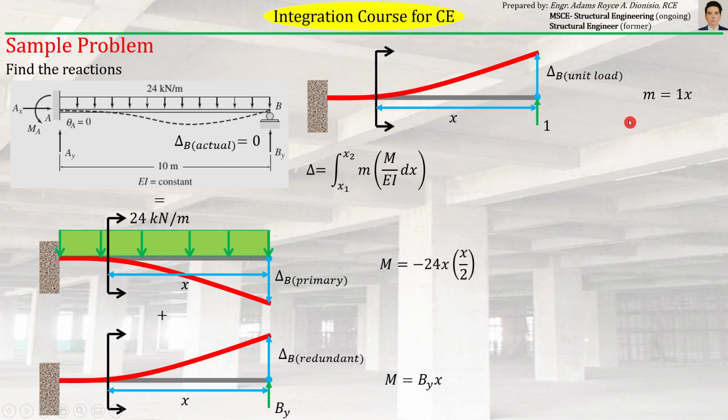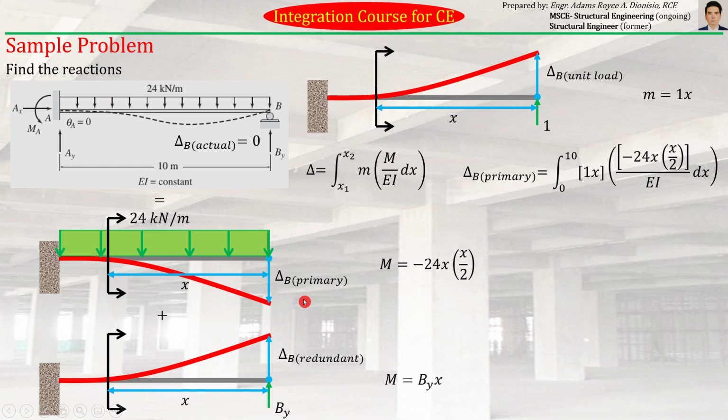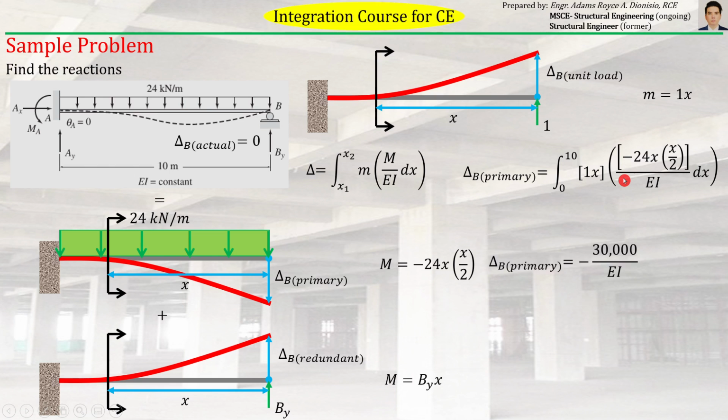So, pag nakuha na natin yung mga values na yan, all we need to do is substitute them dito sa equation natin, starting with the delta B primary. Delta B primary is equal to this, integral of small m, which is 1x, times capital M na negative 24x times x over 2, divided by EI times dx. Ang limits natin is from x1 to x2, is from x equal to 0, dito yung 0 natin, to x equal to 10 meters. Okay, kaya 0 to 10 yung limits natin dito. Kasi doon na naman nag-act yung cutting plane natin. Okay. So you can just easily solve this using your calculator. The answer will be this.